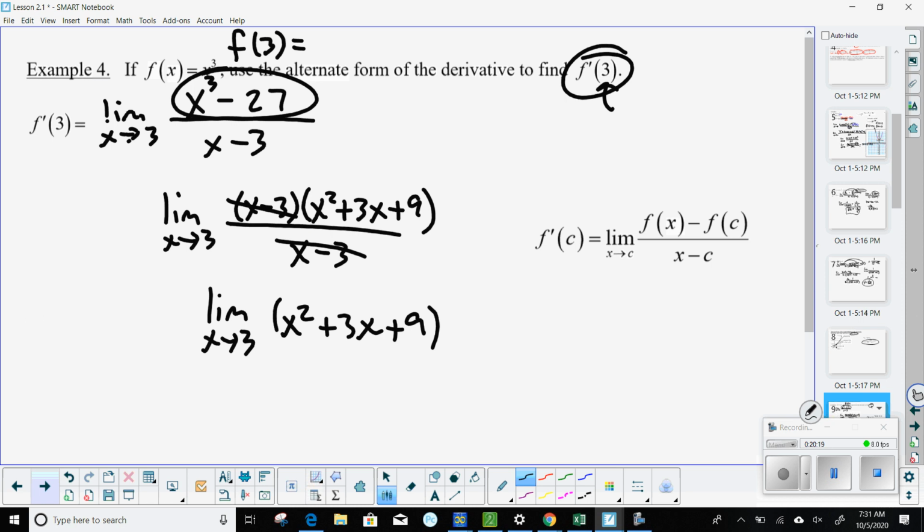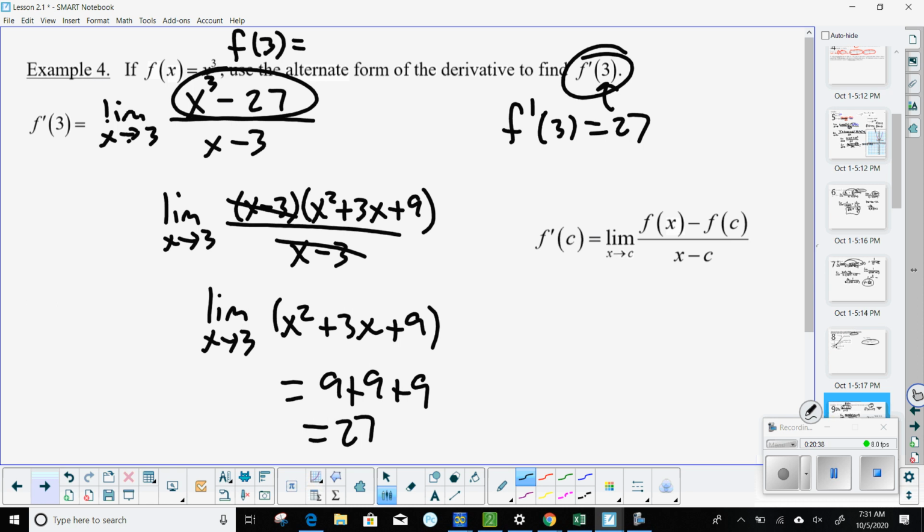Okay, now I can plug 3 in. If I plug 3 in, I get 9 plus 9 plus 9. So the answer comes out to be 27. So f prime of 3, or the derivative at 3, comes out to be 27. So you can see how there's less algebra involved. It makes it a little bit simpler.